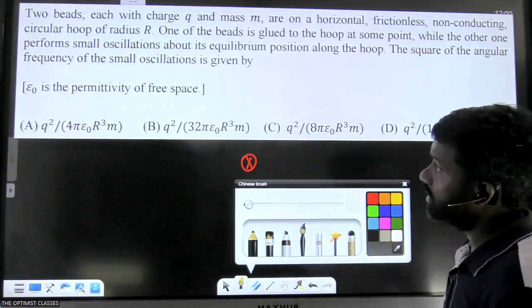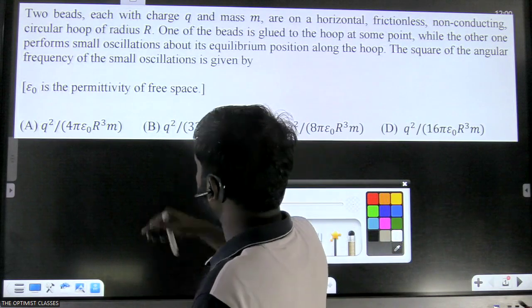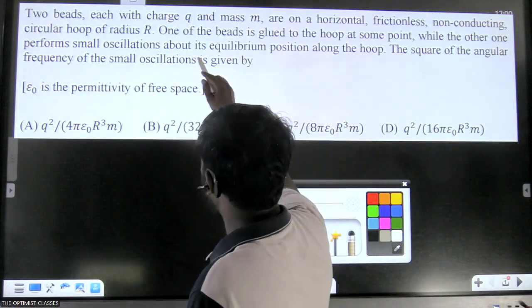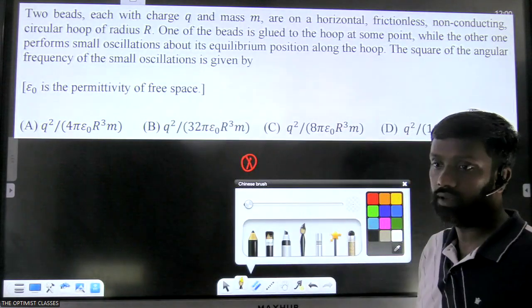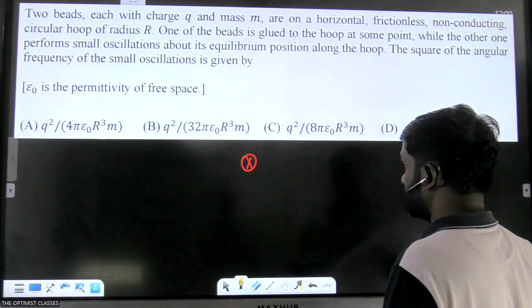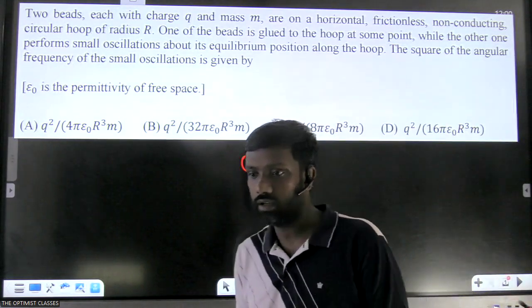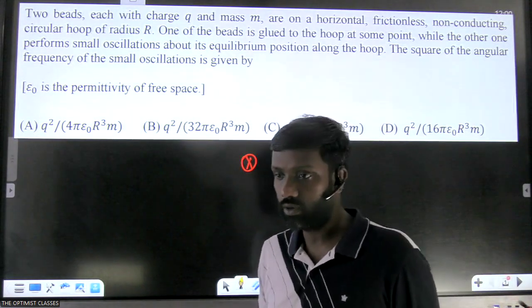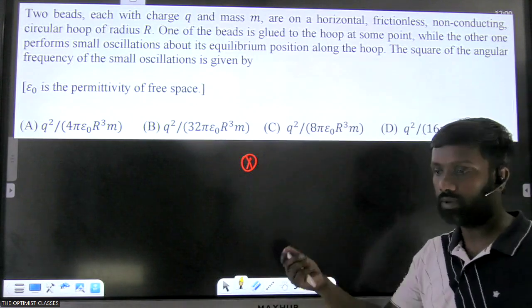The square of the angular frequency of small oscillation is given by. So we have to find the angular frequency and basically square it. So the question is something like this. We are going to discuss this question by two methods: one by the force method and the other by the potential energy method.